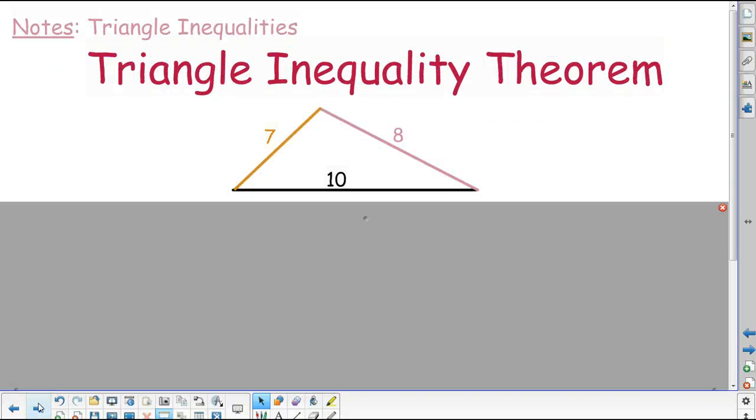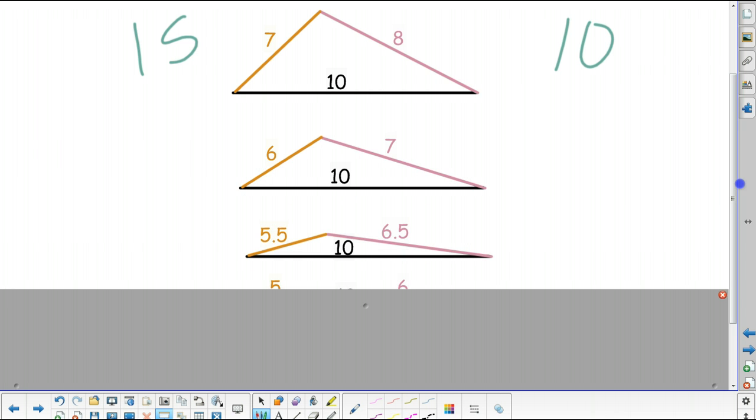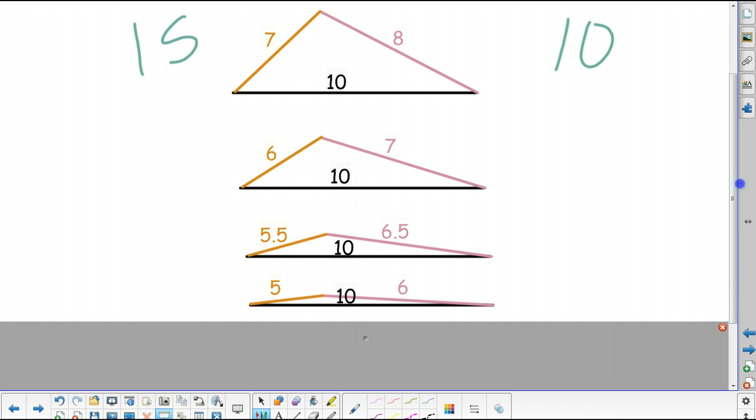So, let's look at what happens here. Do you have your notes page? You grab it when you walk in. So, 7 plus 8 is 15. 15 is greater than or less than 10? Greater than. So that forms a triangle. That's awesome. Okay, what happens as we start to shrink this? Whoa, what's happening to my triangle? It's collapsing. Is this still a triangle? Yes. What's 5 plus 6? Is 11 still bigger than 10?